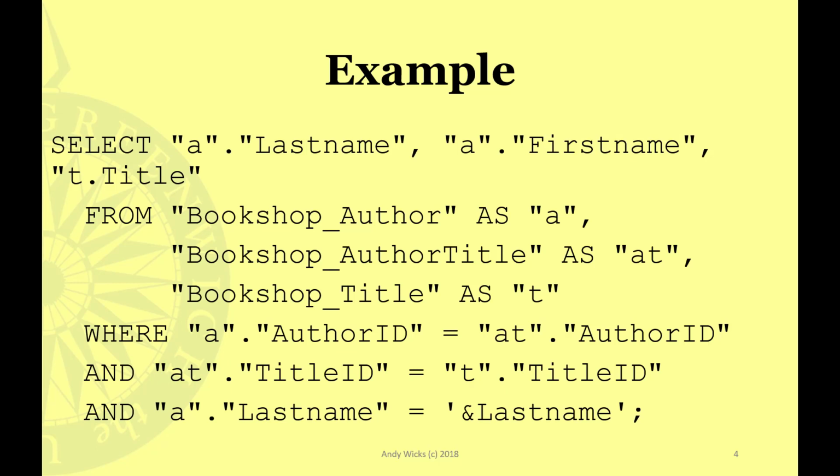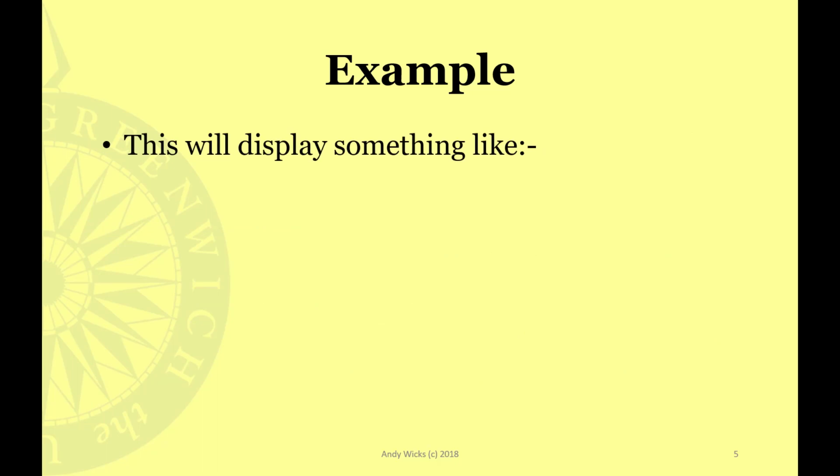We also want where the last name equals, and then in single quotes, ampersand and whatever it is you're looking for. So what we're asking the user to do is to enter the last name. That ampersand means enter the last name. And as you know, items of data go in single quotes. So this will display something like enter a value for last name.